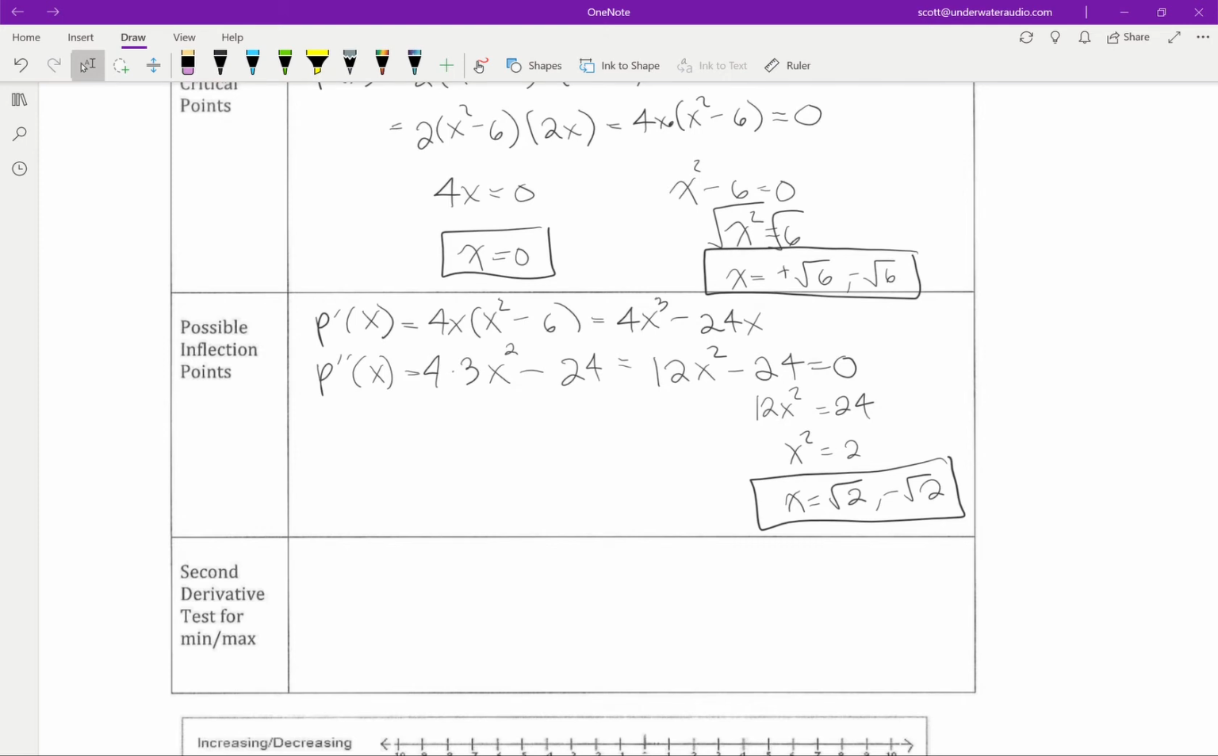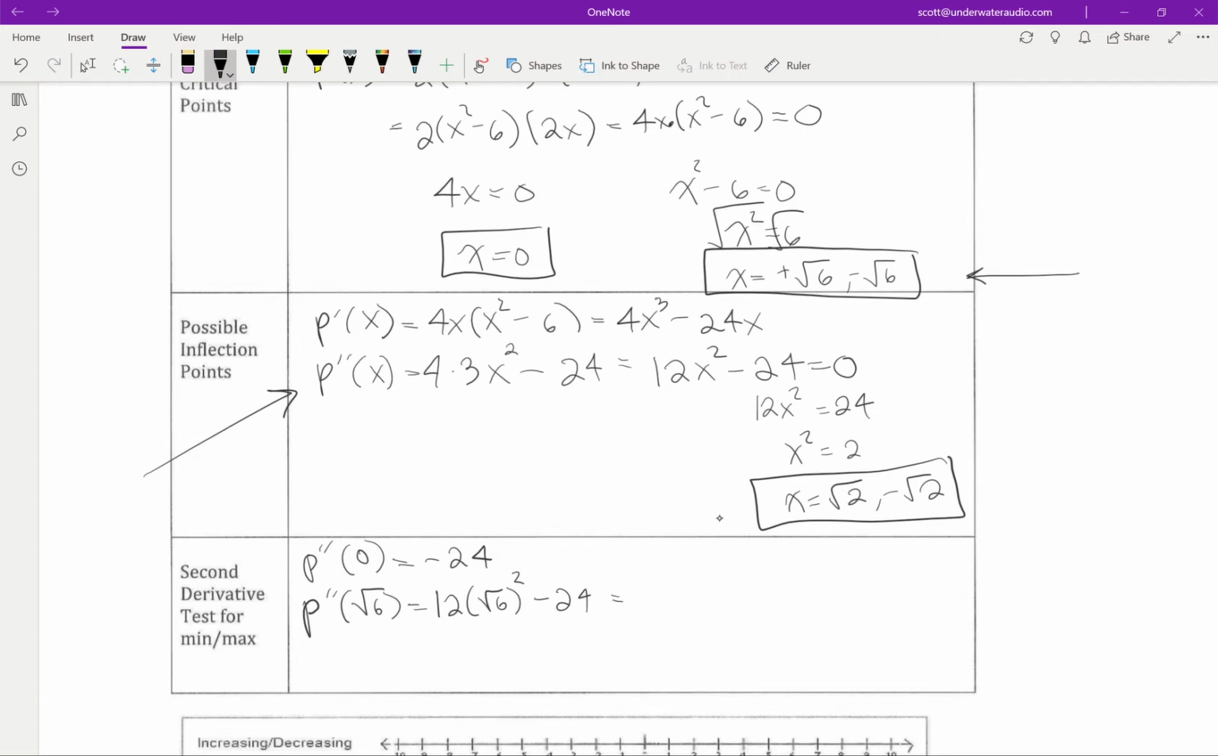Now I'm going to use the second derivative test to find the relative min and max. To do that, I take these values up here, my critical points, and I plug them into the second derivative. So p double prime of, let's do 0 first because that's easiest. That just gives me negative 24. And then I also need to do the square root of 6. This might be a little bit of mental math this time through. So I get 12 times the square root of 6 squared minus 24.